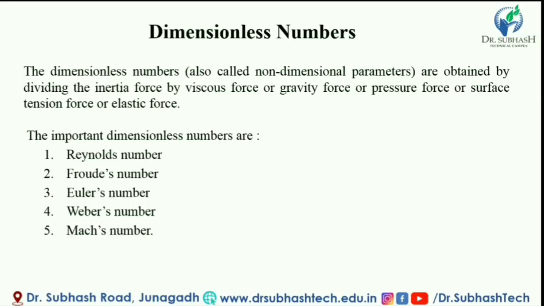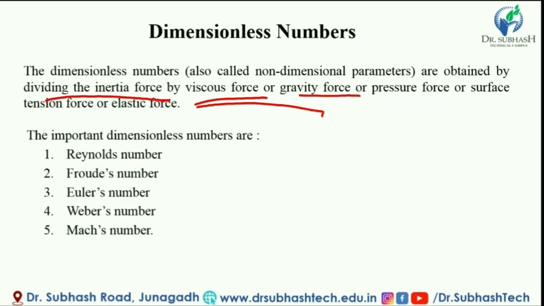First, we see what a dimensionless number is. A dimensionless number is just a ratio of two forces. Dimensionless numbers are obtained by dividing the inertia force by different forces like viscous force, gravity force, pressure force, surface tension force or elastic force. So in short, a dimensionless number is a ratio of inertia force to the different forces discussed earlier.